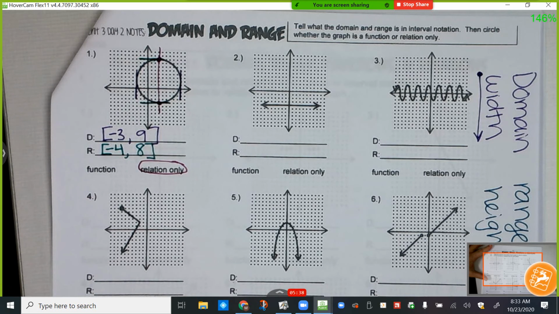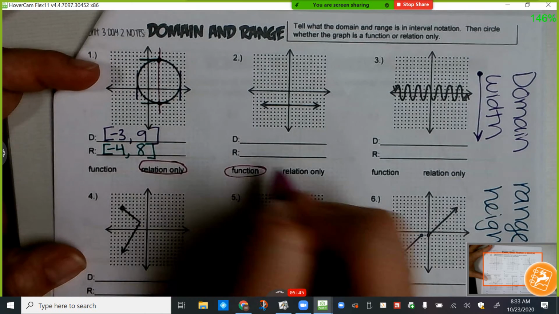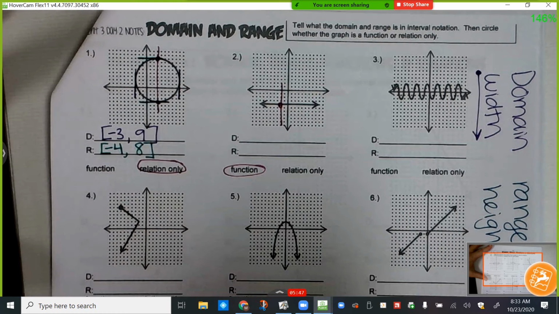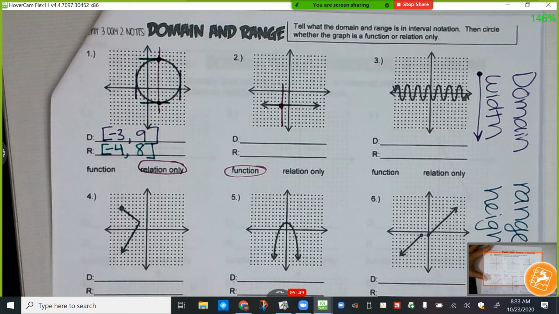Okay, so let's look at number 2. Function or relation only? It's a function. I can draw a vertical line anywhere, and it'll only touch once. So that's perfect. It's a function.